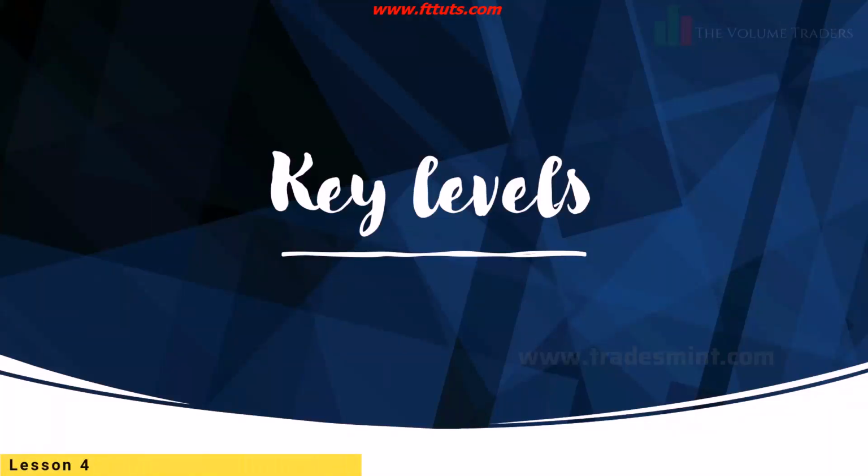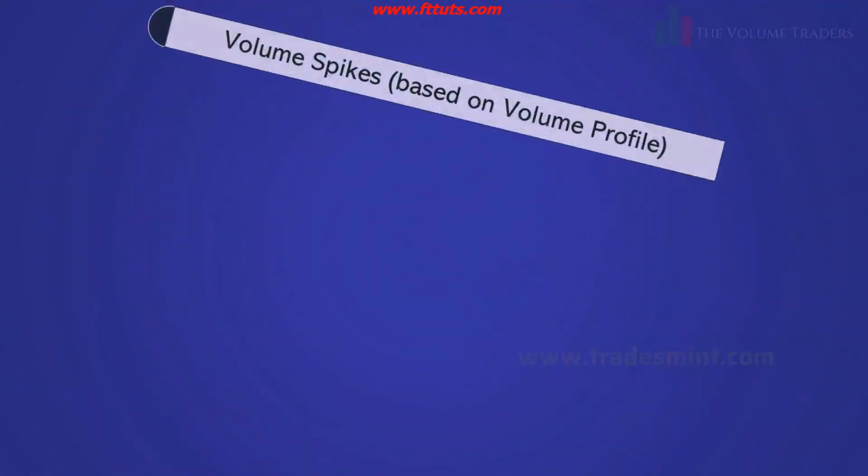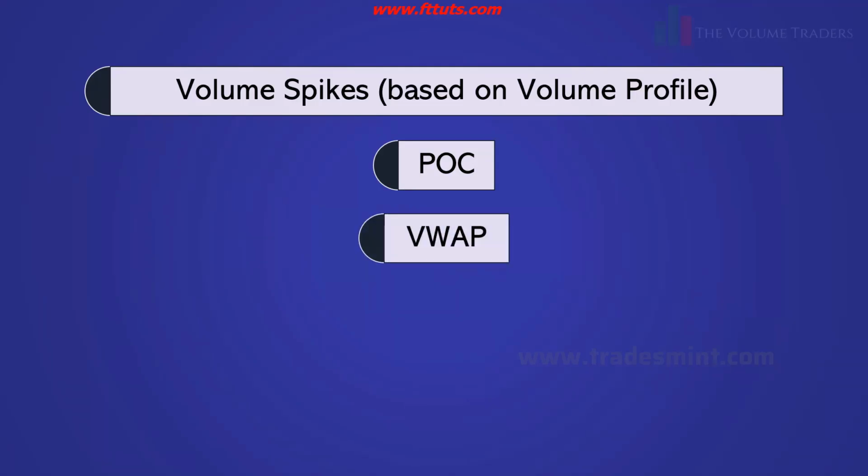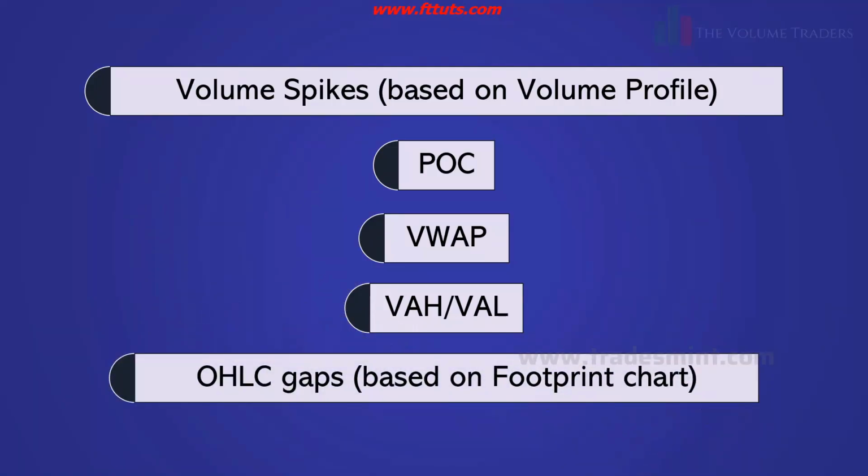Welcome to the next lesson about key levels. I use a few types of key levels. The first ones are volume spikes based on the volume profile tool. Then point of control, also based on the volume profile. VWAP with deviation bands. Value area high and value area low. And OHLC gaps based on footprint chart, but just a bit.